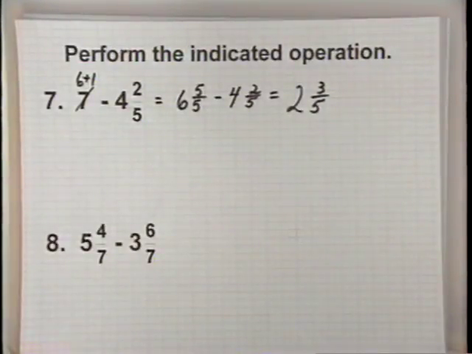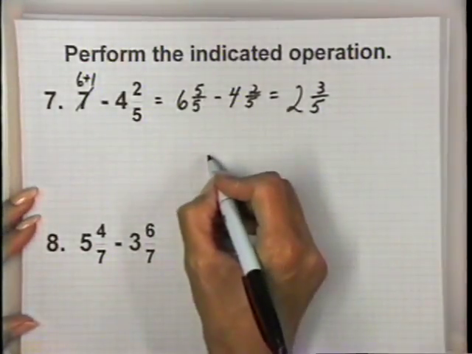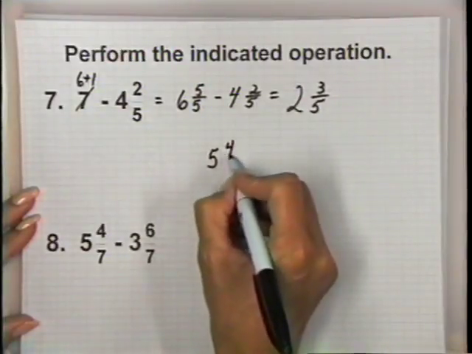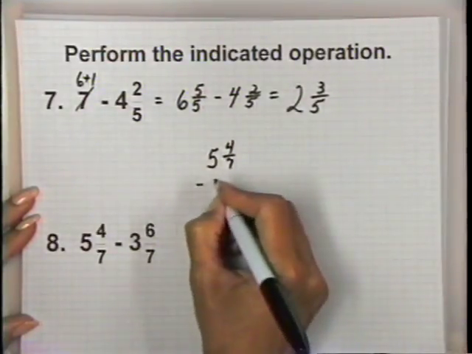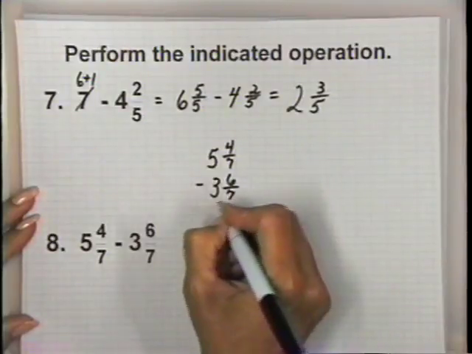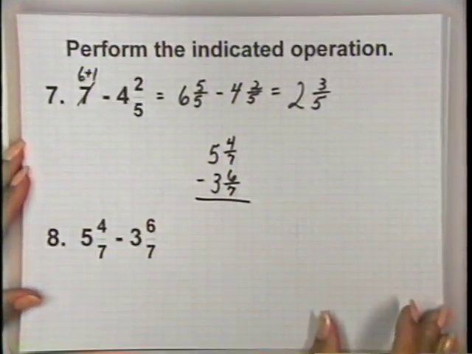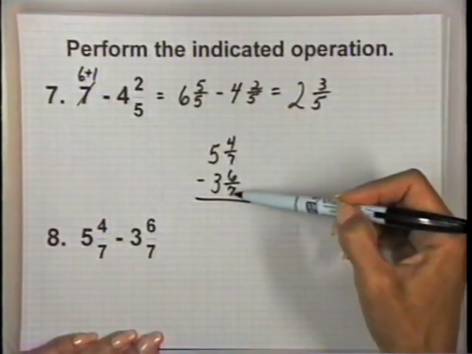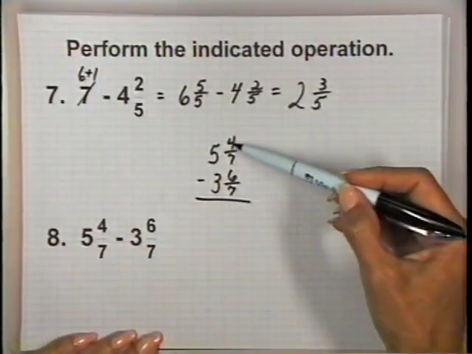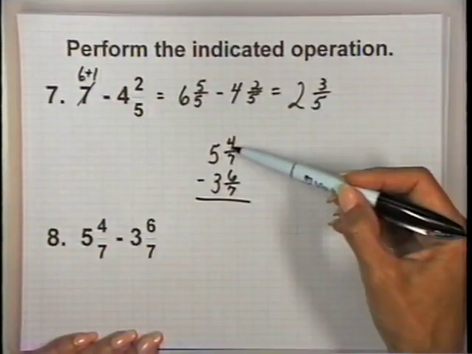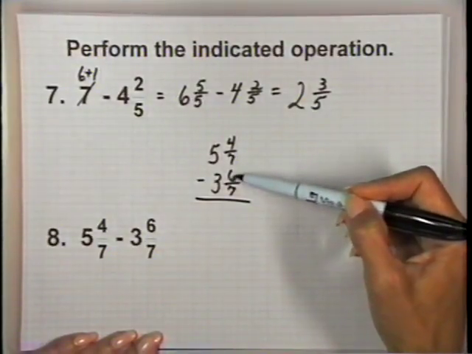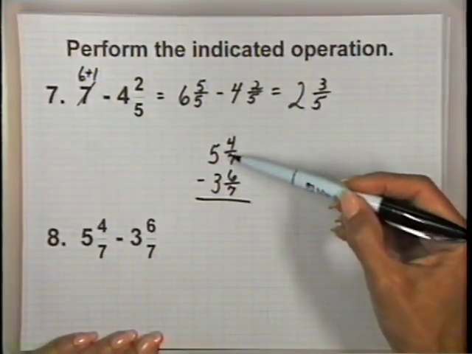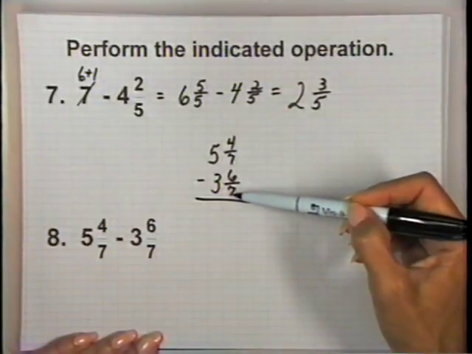Let's look at problem number 8. I'm going to work 8 vertically. Let's write 5 and 4/7. Subtract 3 and 6/7. I would like to subtract my fractional parts. I have 4/7, subtract 6/7. Notice the fraction in my first mixed number is smaller than the fraction in my second mixed number. 4/7 is smaller than 6/7.